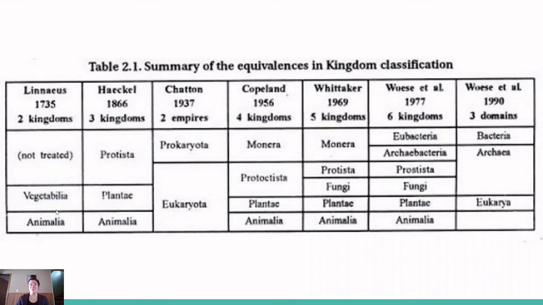Okay, and so really this classification piece is the last part of this chapter. So this is what we're going to focus on, looking at how we classify things, looking at how we name things, and all that kind of stuff.